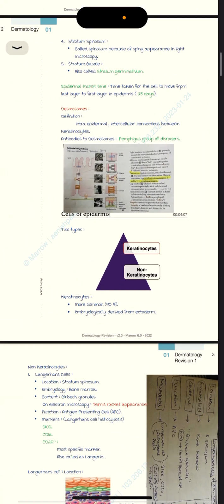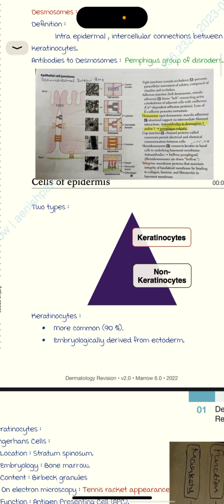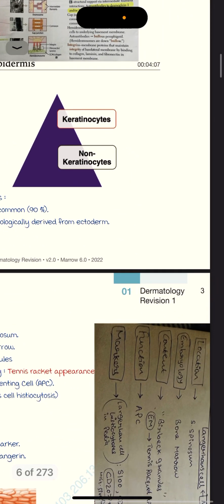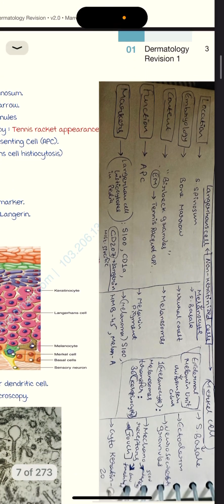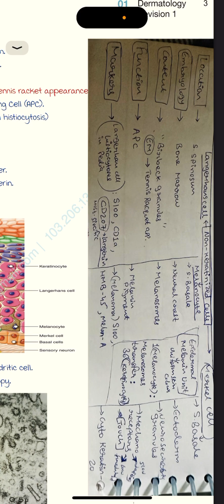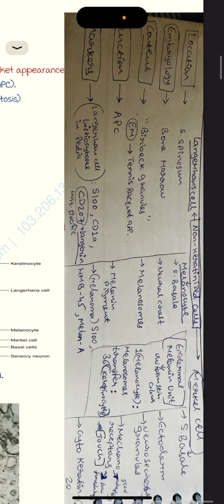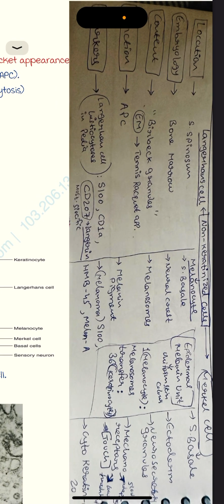Now let's see the cells present in the epidermis. There are two types of cells, keratinocytes and non-keratinocytes. Keratinocytes constitute 90% of the epidermis and are derived from ectoderm. Non-keratinocytes are of three types: Langerhans cells, melanocytes and Merkel cells. Let's see some features of these cells. Location: Langerhans cells are seen in stratum spinosum, whereas melanocytes and Merkel cells are seen in stratum basale.